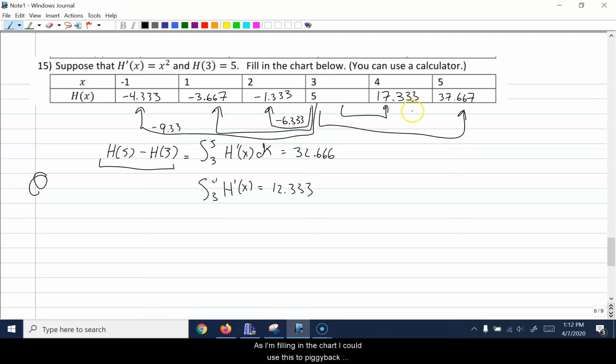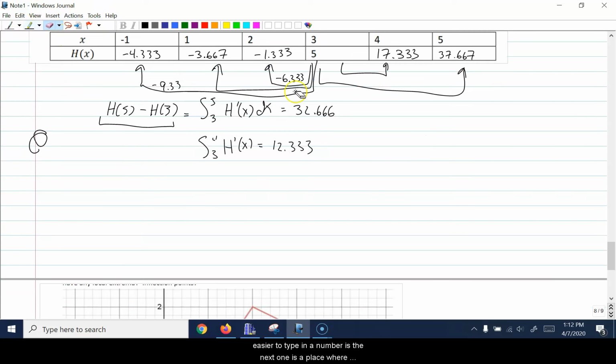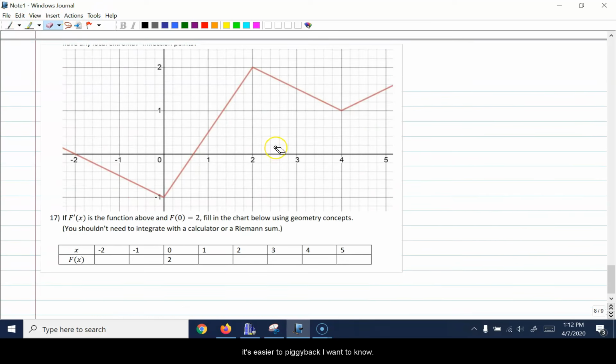As I'm filling in the chart, I could use this to piggyback to here, and I could use this to piggyback to here. As you add more values, you don't have to go from 3 every step, but that's sort of the easiest. It's not much easier to type in a number. I guess the next one is a place where it's easier to piggyback.